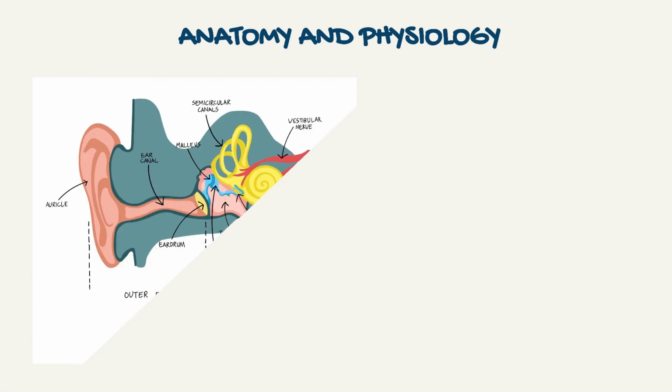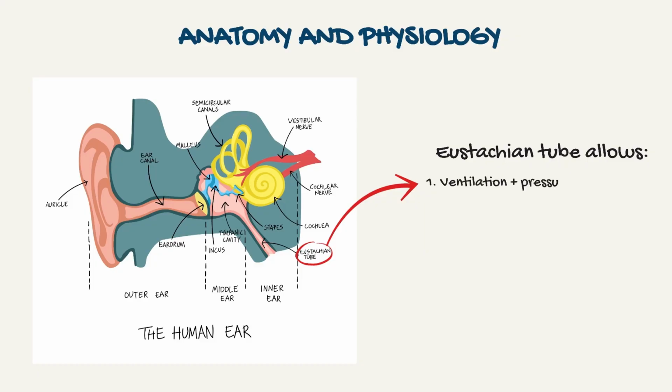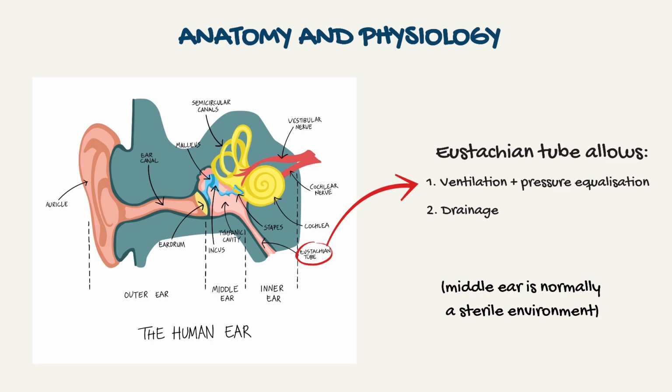To understand acute otitis media, you must understand the anatomy. The middle ear is a small air-filled cavity. It's connected to the back of the throat, the nasopharynx, by the eustachian tube. It has 2 crucial jobs. Number 1, ventilation and pressure equalization. It aerates the middle ear to keep the pressure equal with the outside world. This is what pops when you're on a plane. Secondly, drainage. It allows any fluid or mucus to drain from the middle ear down into the pharynx. Under normal circumstances, the middle ear is a sterile environment.